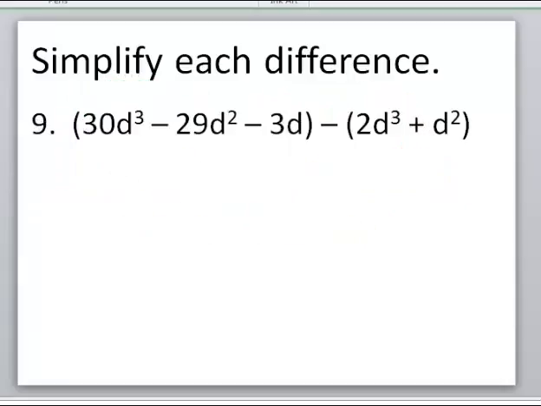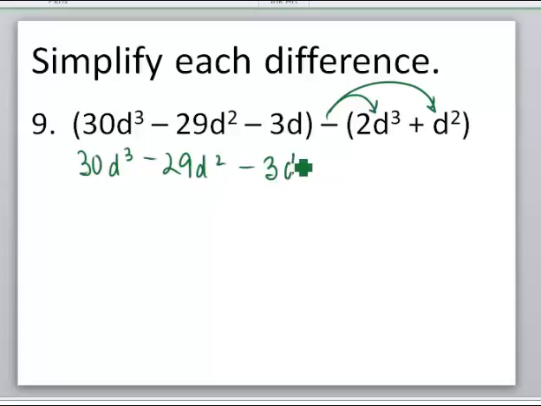My next difference problem, again, I'm going to be distributing a negative through. So this first one doesn't change because it has a 1 out front. The second one changes. I'm distributing a negative through, so I have a positive 2, it becomes a negative 2. I have a positive 1, which becomes a negative d squared, because I'm distributing a negative through. I am going to change my signs to plus the opposite before I start adding my like terms.